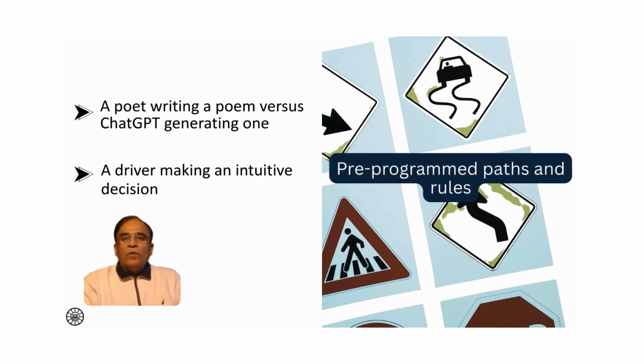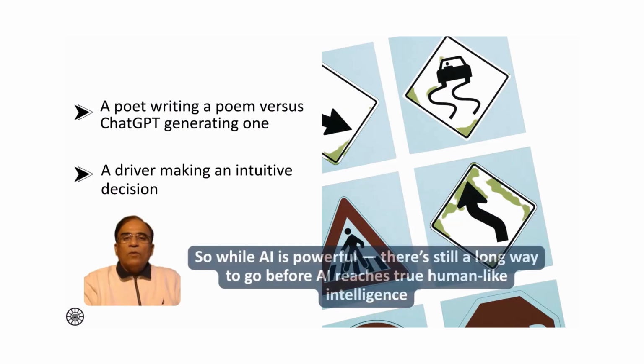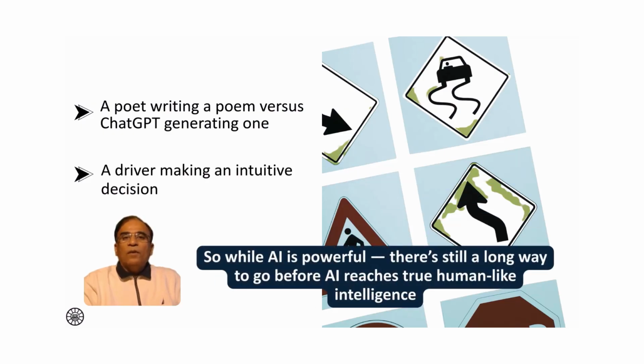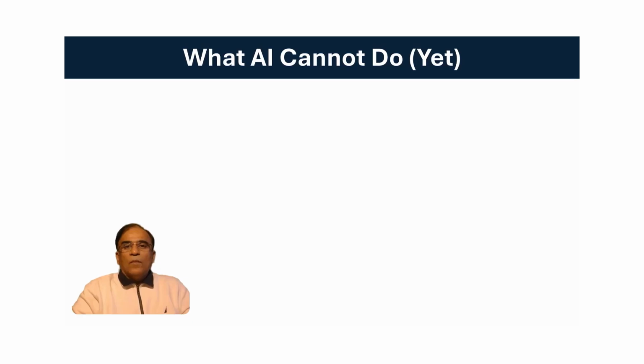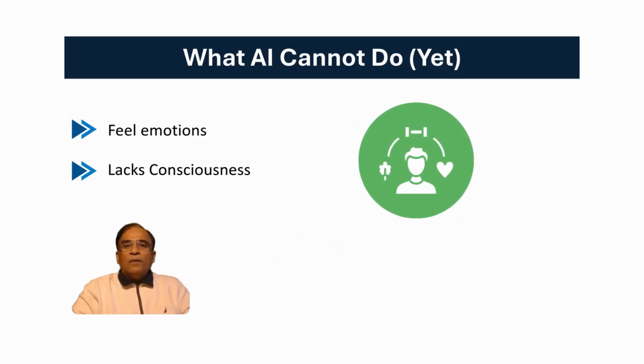AI systems follow pre programmed paths and rules. They can't match human intuition and adaptability. So, while AI is powerful, there is still a long way to go before AI reaches true human like intelligence. Therefore, what can AI not do yet? So far, AI can't feel joy, understand love, or weigh moral dilemmas. It lacks what we call consciousness, the very thing that makes us human.